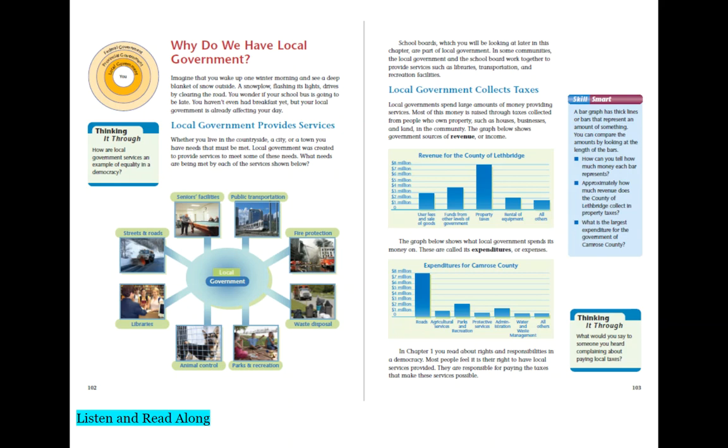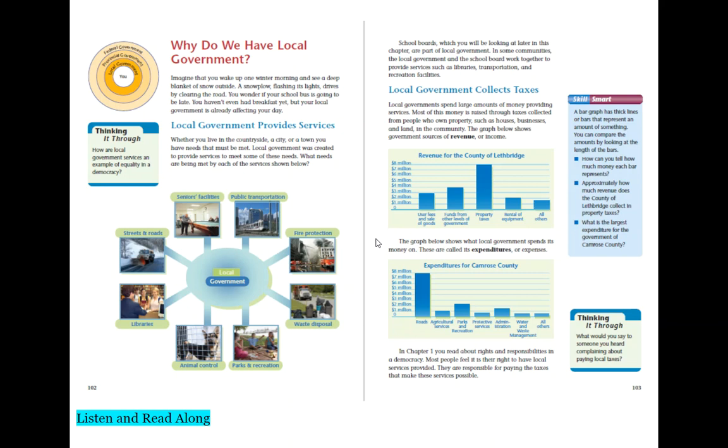Local government collects taxes. Local governments spend large amounts of money providing services. Most of this money is raised through taxes collected from people who own property, such as houses, businesses, and land in the community. The graph below shows the government sources of revenue or income. Revenue for the County of Lethbridge, from 0 million up to 8 million: user fees and sales of goods, funds from other levels of government, property taxes, rental of equipment, all others.